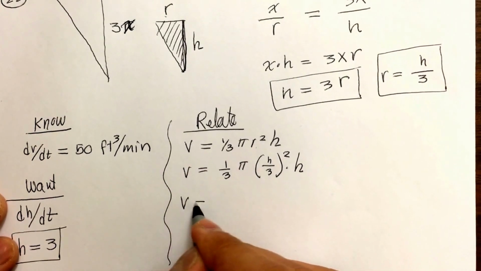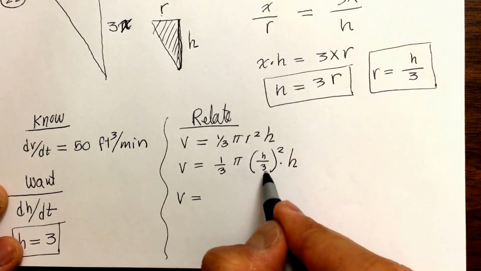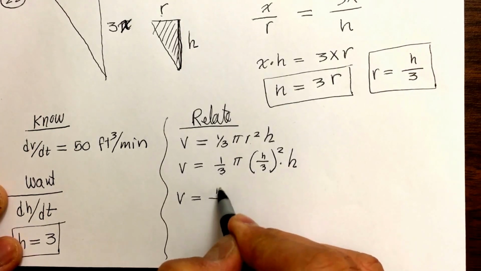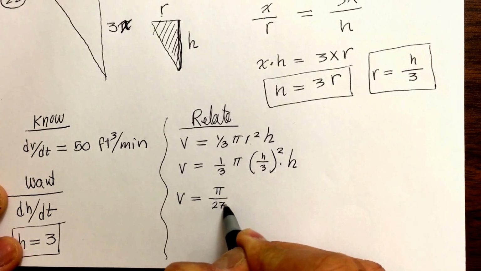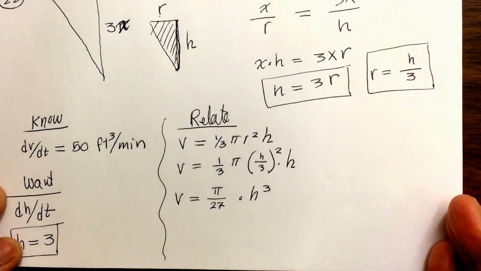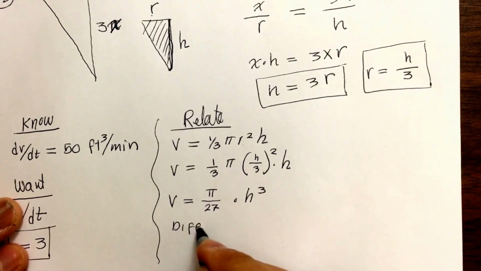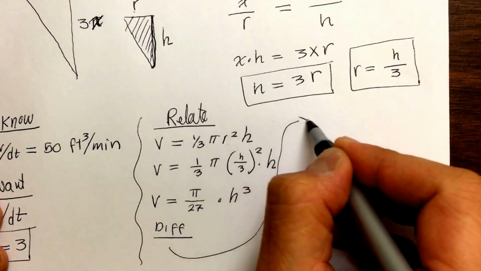Now, there's an h squared here, and there's a 9 at the bottom. 9 times 3, that is gonna be 27 times h to the third, because there's 3 h's there. So that's our volume function, and now we're gonna go ahead and differentiate, which I'll do over here.